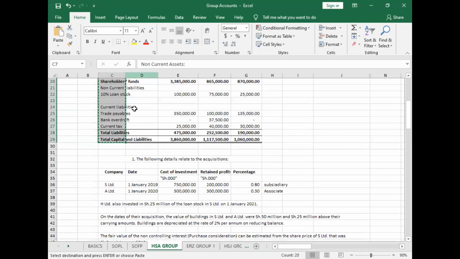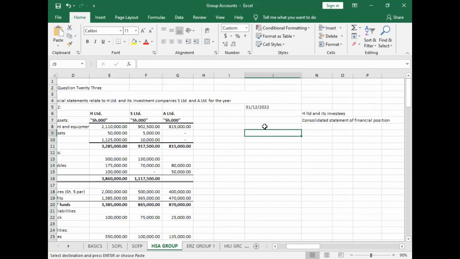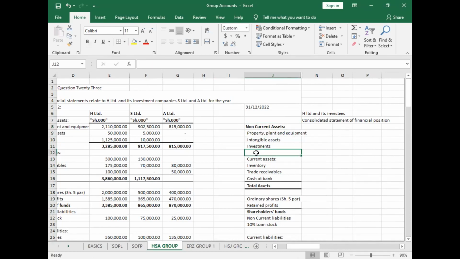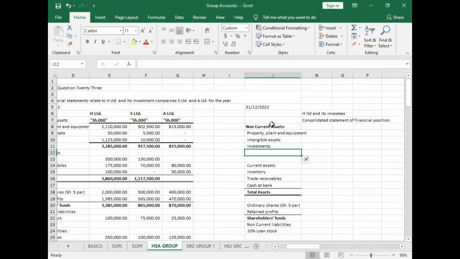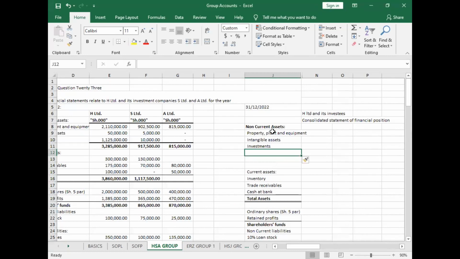So you copy, you come, you paste, Control V. So after pasting, you can do your own adjustments. So investments will remain, because there was some investment in S. So you can add a space there, Control Shift plus, then you press Enter. Some cells are merged, so Control Shift plus, Enter. You add some space, Control Shift plus, Enter again.